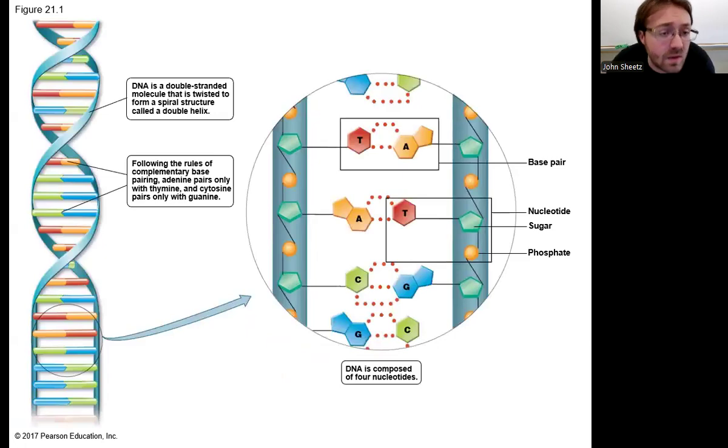So here you can see the double helix model of DNA and its attached rungs inside of it. So DNA is composed of 4 nucleotides. We have base pairs, a nucleotide, and a phosphate. This is just helping you visualize the things we've described already.